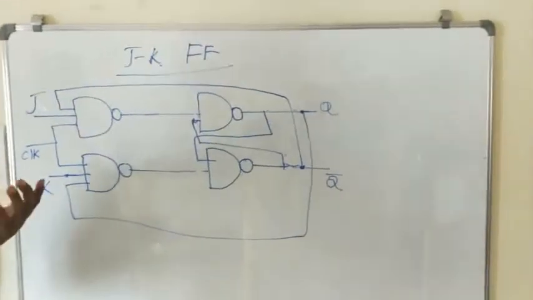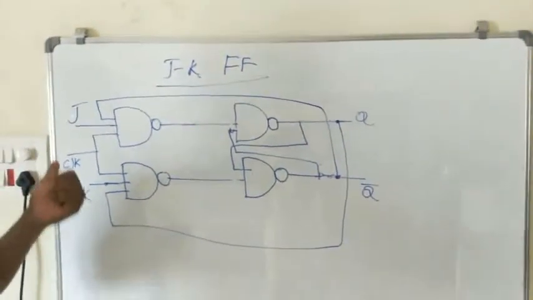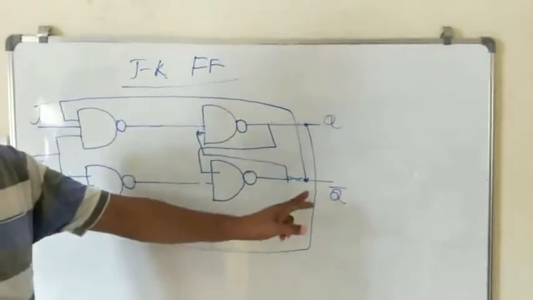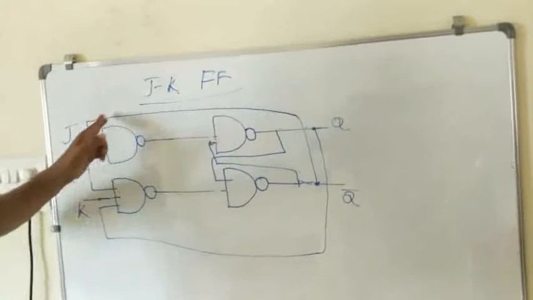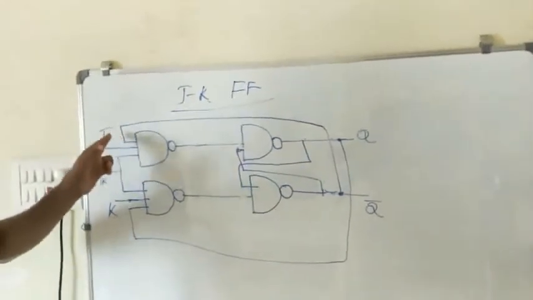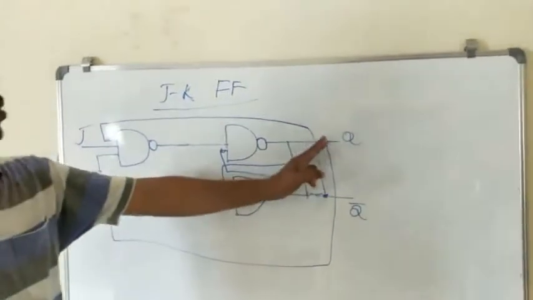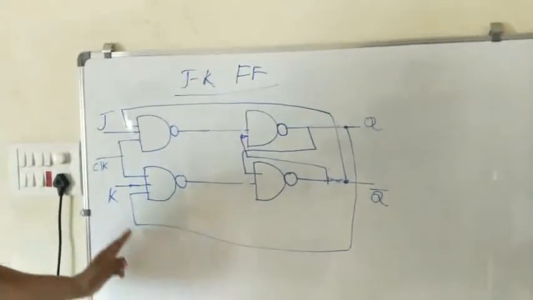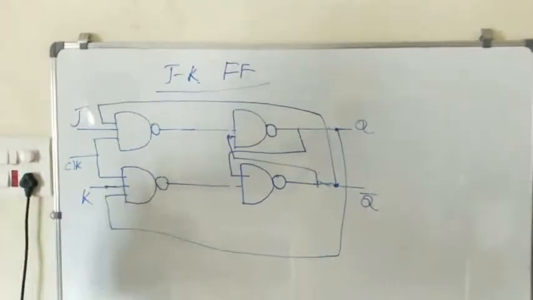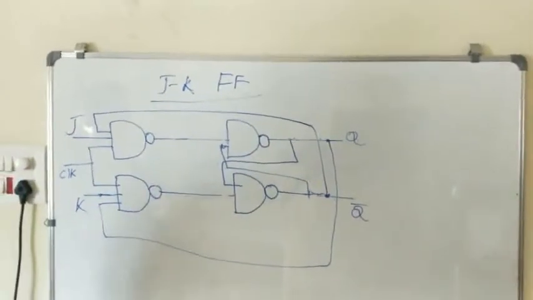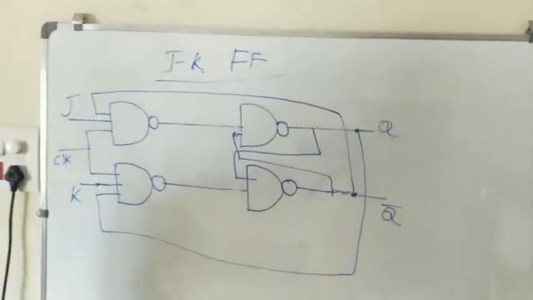What changes have I made to convert the SR flip-flop into a JK flip-flop? I have taken the output Q dash as an input along with J, and the normal output Q will be used along with the input K. That is the only change. Now we will see the behavior of this JK flip-flop.